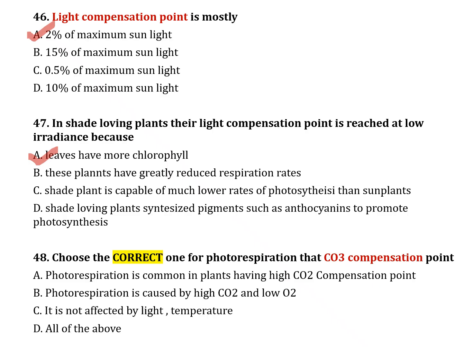The next question, number 48. Choose the correct one for photorespiration and CO2 compensation point. Option A, photorespiration is common in a plant having high carbon dioxide compensation point. Option B, photorespiration is caused by high carbon dioxide and low oxygen. Option C, it is not affected by light and temperature. Option D, all of the above. Correct answer is option A, photorespiration is common in a plant having high carbon dioxide compensation point.